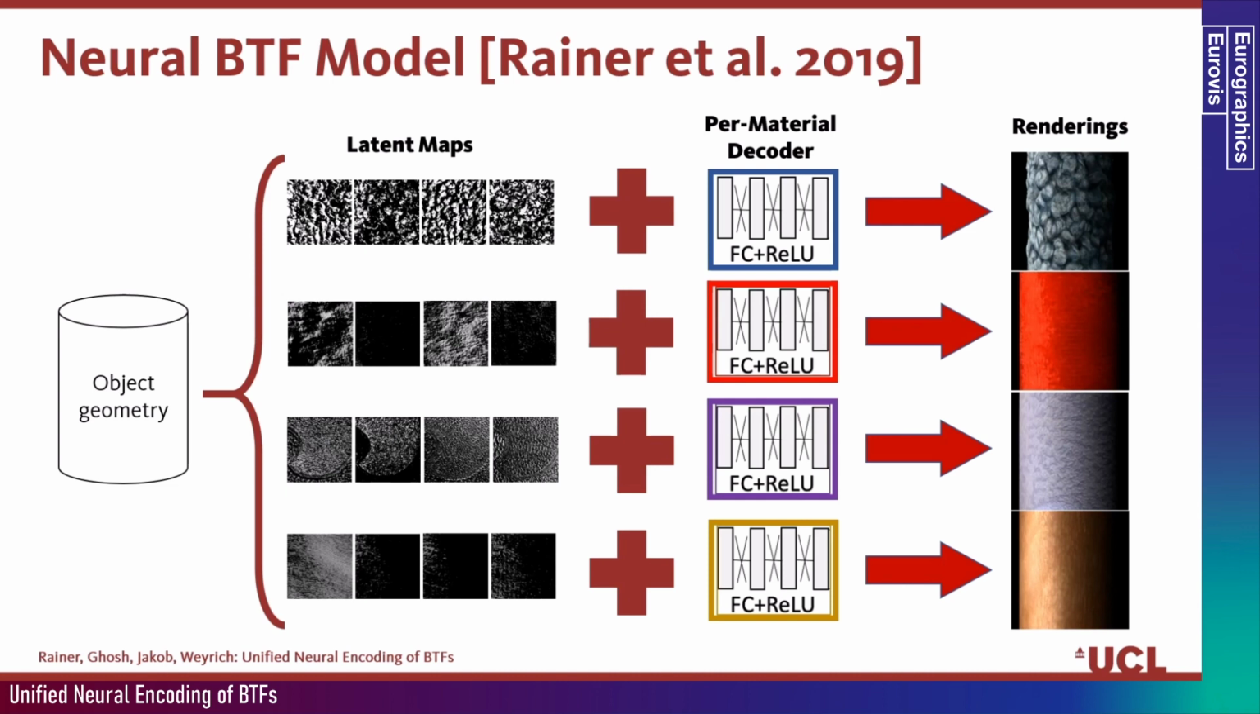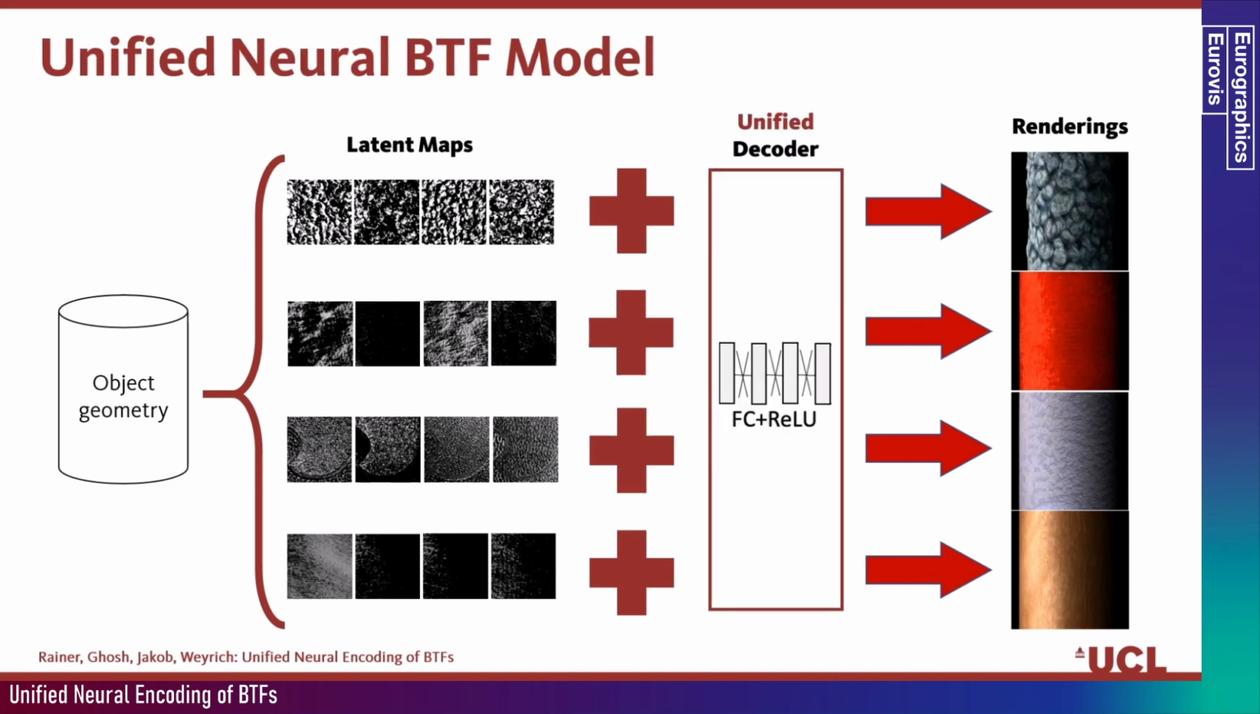This means that encoding a new BTF requires training a new network. Also, the latent maps do not exist in the same space. Each set of latent maps is specific to the associated decoder network. We, in turn, would like to have a single decoder so that the latent maps all exist in the same latent basis. There would be a single pre-trained decoder network, and all materials would be encoded in the same latent space, which would open doors to many interesting applications and optimizations.